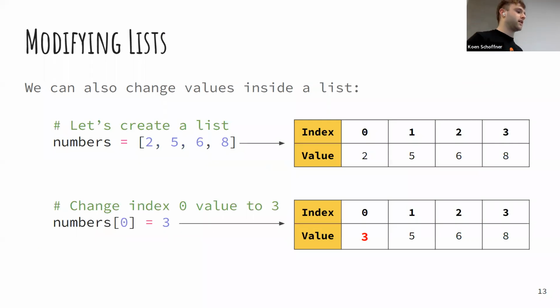Okay, modifying a list is very simple. Grab the index value, the same way you would if you wanted to print that value, and then set it equal to something else. As you can see here, we have a list numbers. The first value is 2. We want to change it to 3. We just say numbers of 0, which is 2, and set it to 3. Very simple, very easy. It's just like using variables.